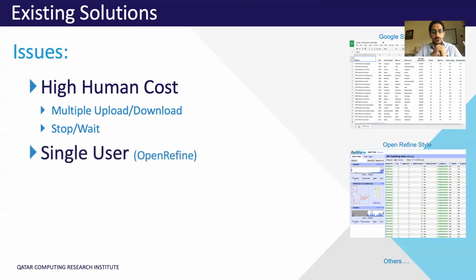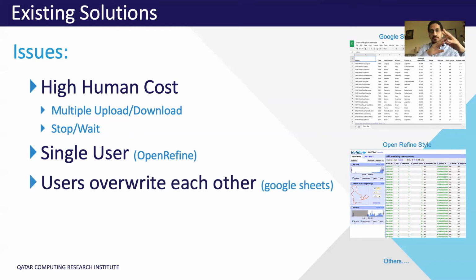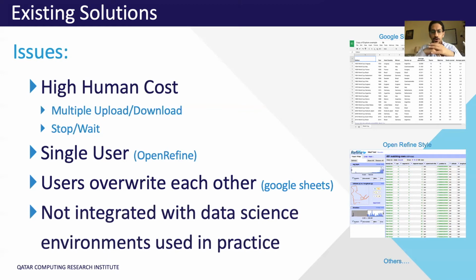Second, some solutions allow only one user at a time to work on the data sets, such as OpenRefine. So there is no notion of multiple people working at the same time. In other solutions, multiple users will overwrite each other, such as Google Sheets, where you can only see the latest value and you cannot build on the feedback from each user. And all existing solutions are not integrated with the data science environment and tools that are commonly used in practice, such as Jupyter Notebooks and Pandas data frames.